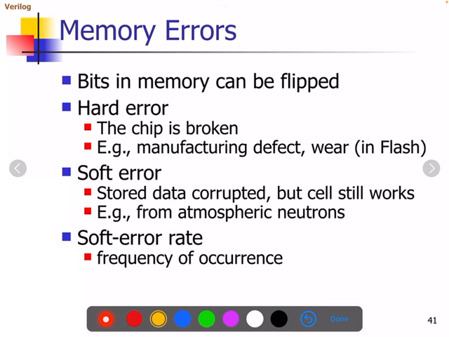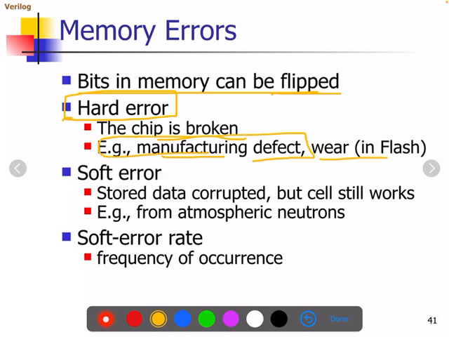There is a possibility that the data that has been stored in the memory has got flipped. The bits in the memory might get flipped. There are many possibilities that lead to this data flip or bit flip in the memory. Something like a hard error, which is nothing but the chip might be broken, or during the manufacturing itself there will be some defect which will lead to flipping of data, or wear in the flash, which will lead to flipping in the bits of data that are stored in the memory.